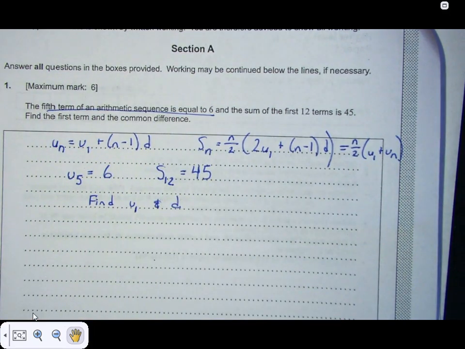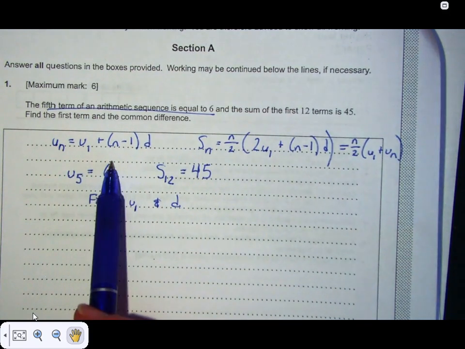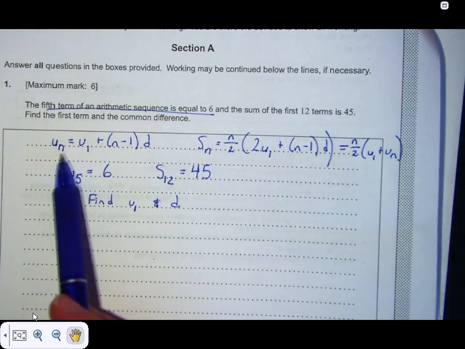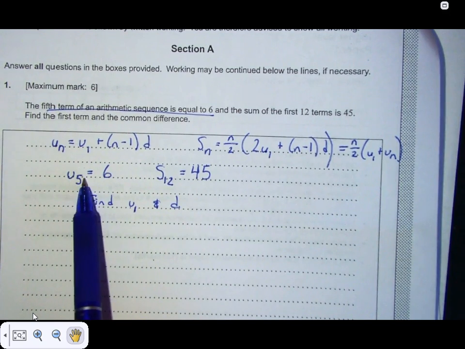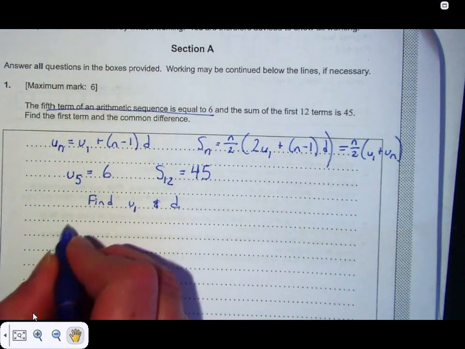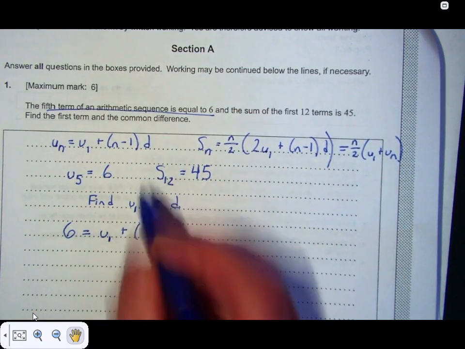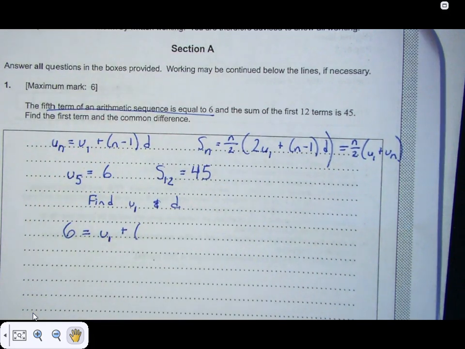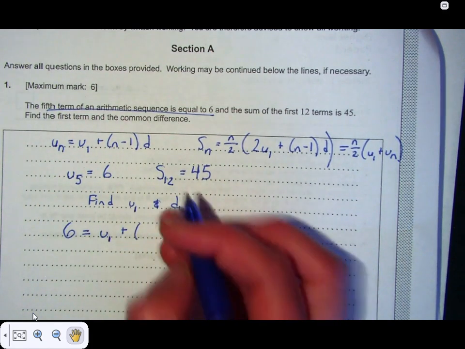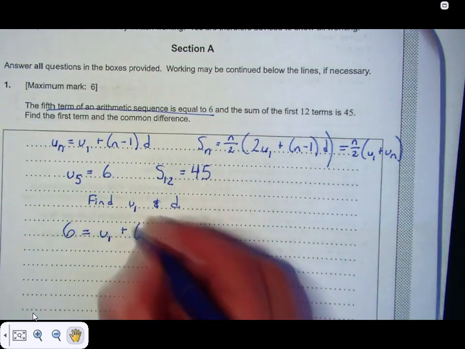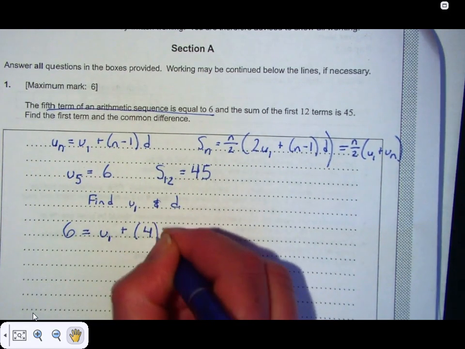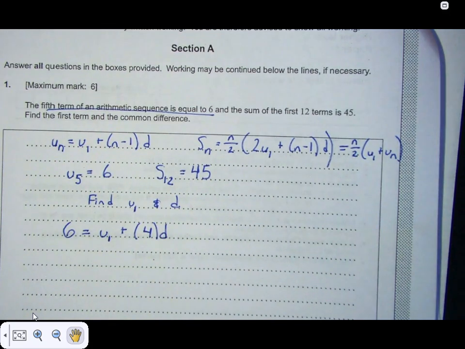Okay, so you don't really have a choice as far as formulas over here, so you can look and see what you have. If I'm using this one, I'd be using it for u sub 5. So u sub 5 would be 6 equals, I don't know u sub 1. What would I be using right here for n? 5 for n, and then 5 minus 1, so then 4. Okay, so you see in that problem I'm missing u sub 1 and d. So probably the sum of the terms is going to be missing the same two things. So I'll have two equations, two unknowns.